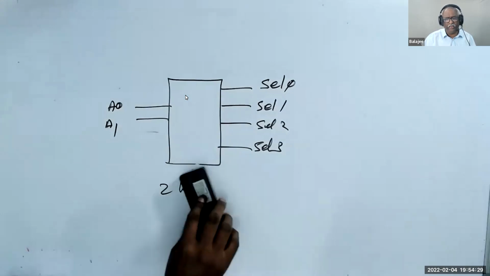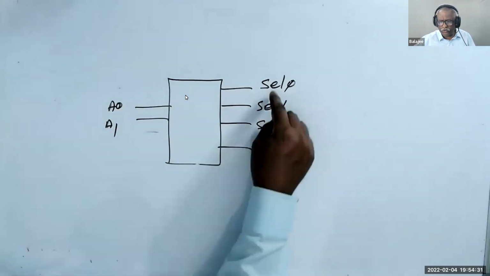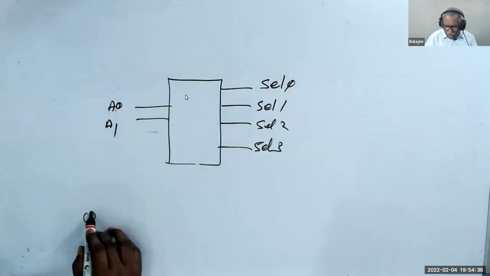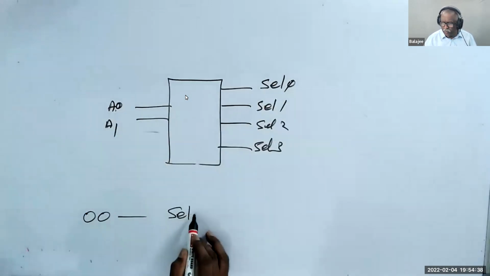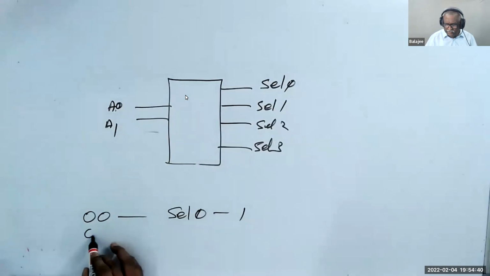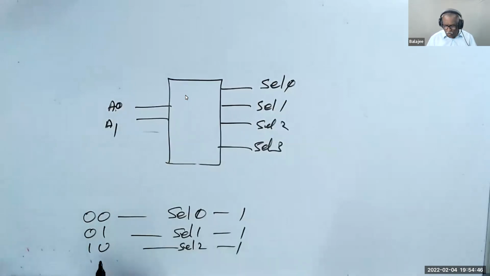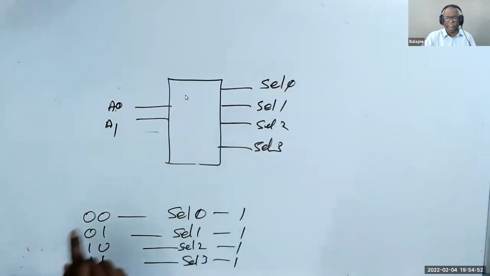Now what they do here is, I have 4 outputs and 2 inputs. The logic is, when both of them are 0, 0, cell 0 should be 1. 0, 1 means cell 1 should be 1. 1, 0 means cell 2 should be 1. 1, 1 means cell 3 should be 1. Cell means select. Now, what is inside the block?